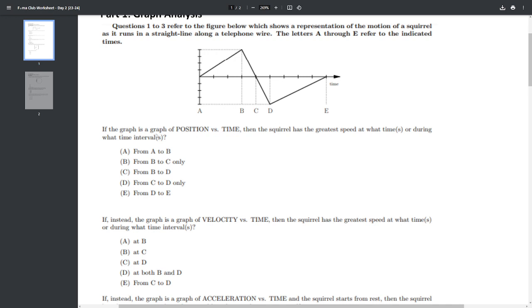If the graph is a graph of position versus time, then the squirrel has the greatest speed at what time or during what time intervals. Okay, so greatest speed at what time? So this is a position versus time graph, right? So we're trying to find the greatest speed. So the thing about the greatest speed is going to be the absolute value.